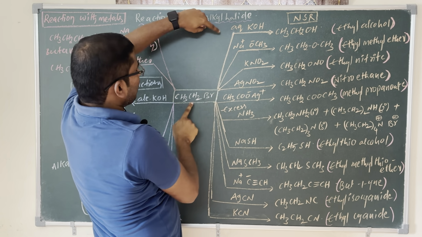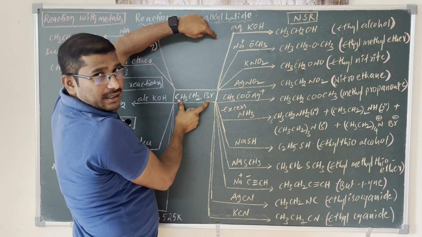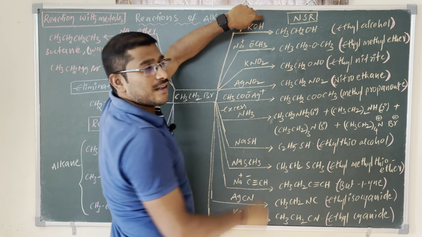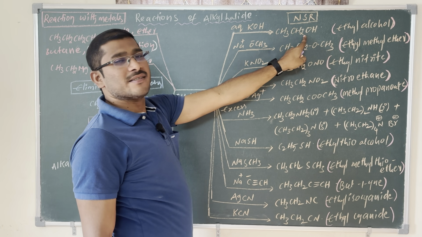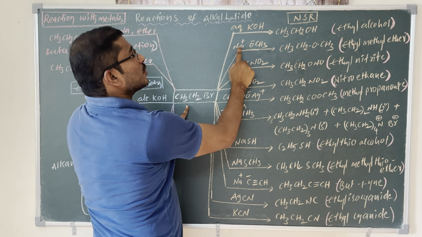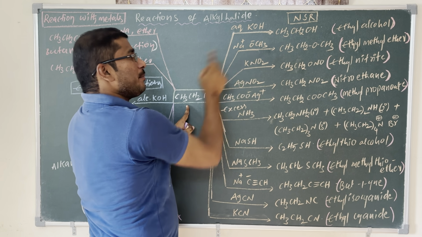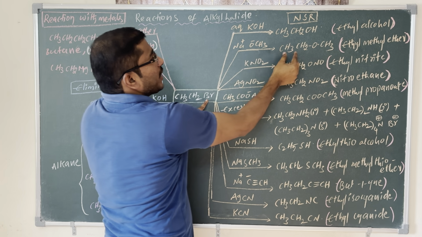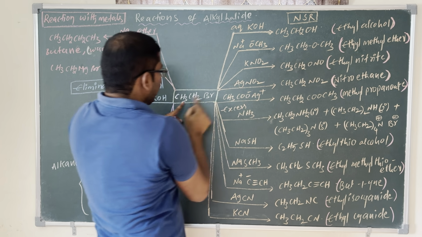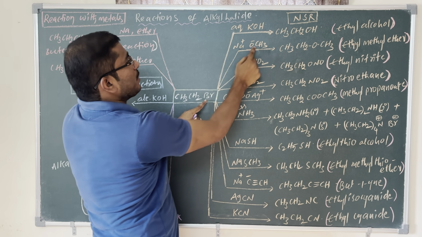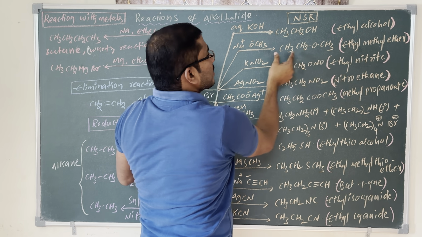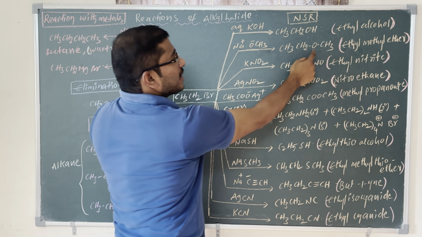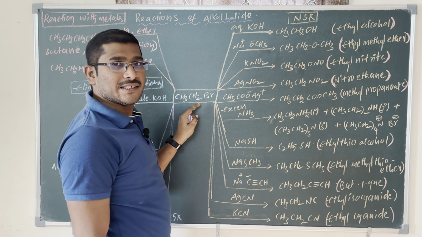In the first case, I have taken ethyl bromide as an example. Ethyl bromide reacts with aqueous potassium hydroxide to give alcohols. With sodium methoxide, that is sodium plus methoxide, the bromine is replaced by the methoxide group. We get CH3CH2OCH3, where the bromine is replaced by OCH3. We get ethers, so that is ethyl methyl ether. That reaction is also known as the Williamson ether synthesis reaction.